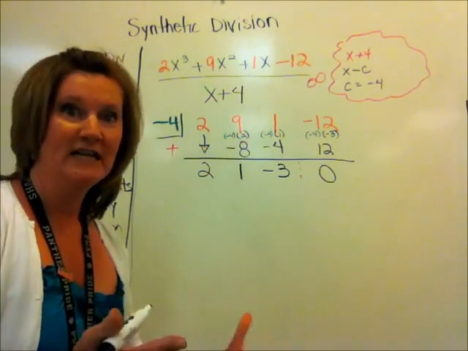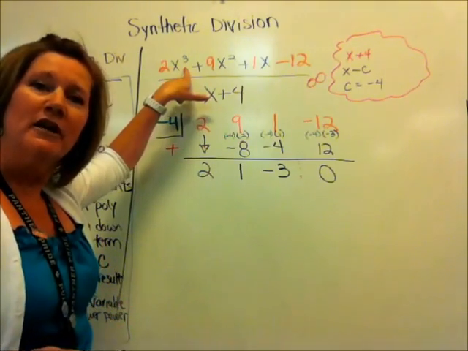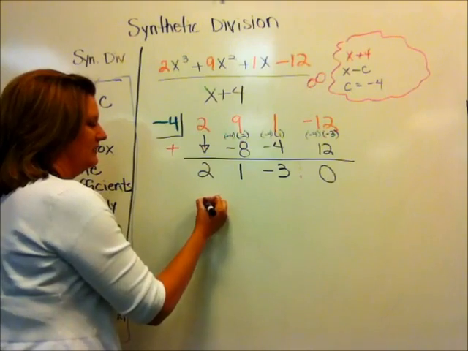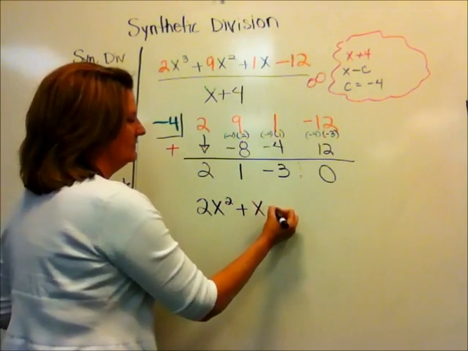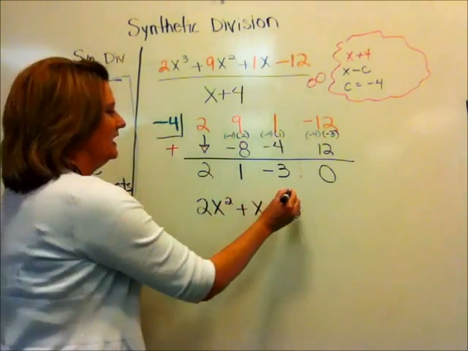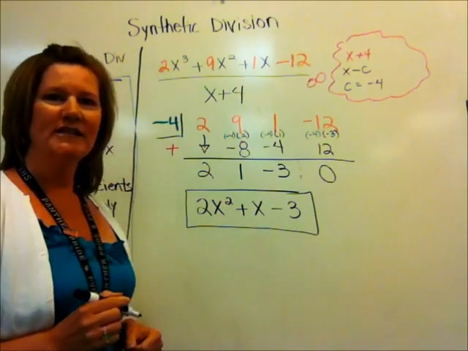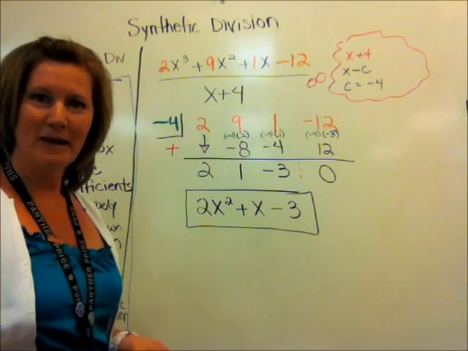So I'm almost finished. I'm going to look up here. I had x cubed to start, so I'm going to go with an x squared instead. So what I have to finish this off is 2x squared plus x minus 3. There's no remainder. I am finished. It's called synthetic division, just like that. What do you think? Not so bad, right?